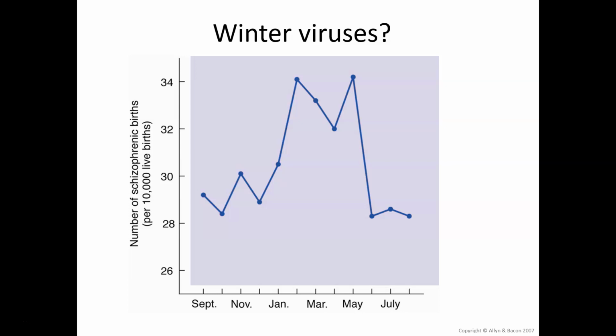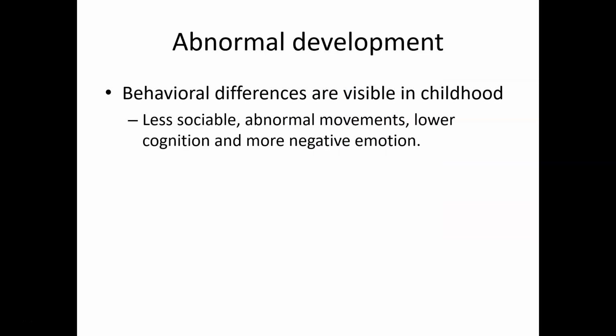In addition to some of those neurodevelopmental issues, we do tend to find that people that develop schizophrenia do have some visible behavioral differences in childhood. Even though the onset is in the 20s, typically, signs are somewhat earlier. Generally, these children are reported to be less sociable. They engage in abnormal movements, such as either too much movement or far too rigid, maybe not moving their arms enough when they walk. They tend to have lower cognitive abilities and more negative emotions and more negative emotional expression.